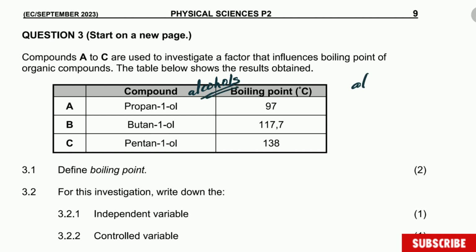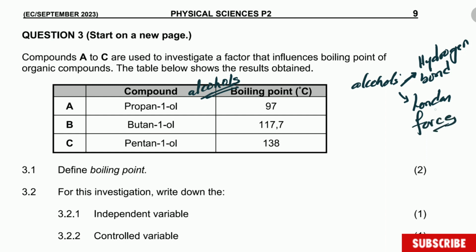Now, alcohols will have 2 intermolecular forces. The most important one is hydrogen bond. And the second one is London forces. The main one is hydrogen bond, as I said, which is the stronger intermolecular force, but it also has London forces, okay? So that is an important thing.